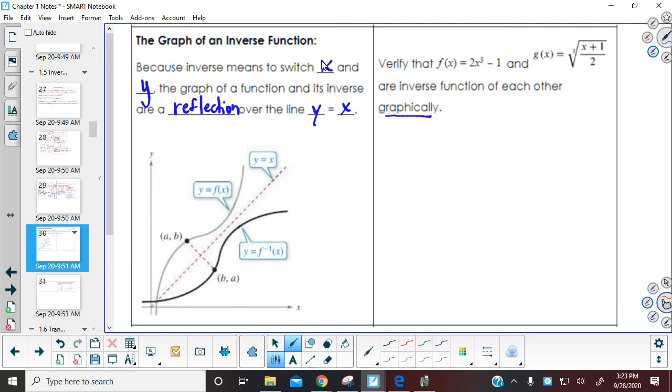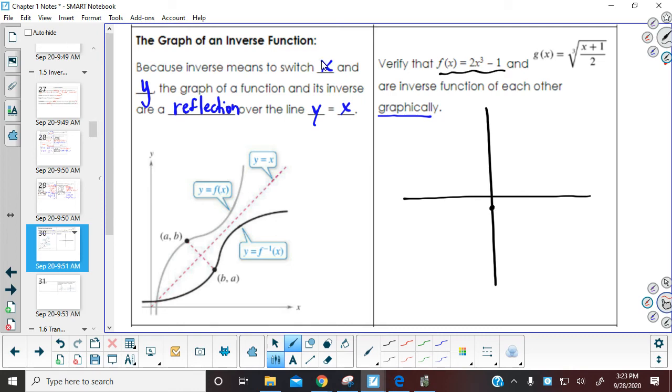Notice it says graphically. So we've already done algebraically, where you substitute one function into the other and vice versa. But graphically, all that's asking you to do is, let me go ahead and just sketch a picture. So if you were to get on your graphing calculator or Desmos, either one, your original function, f of x, is going to look something like this.